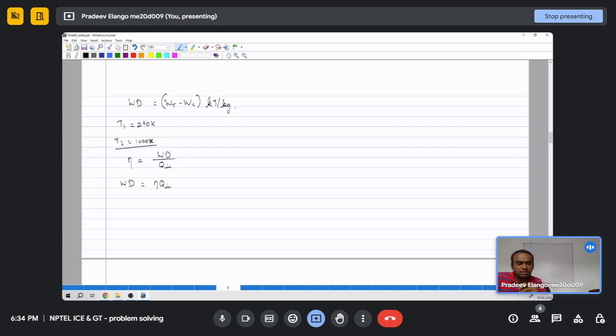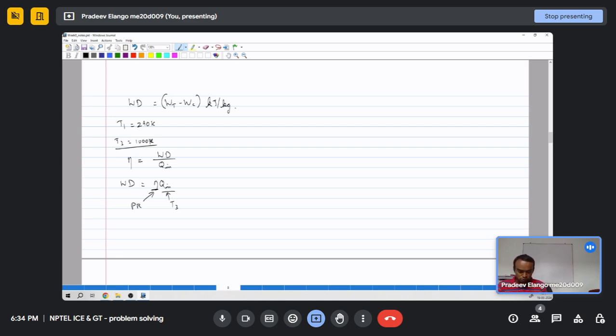Now T3 is the temperature at the end of combustion, the end of constant pressure heat addition. So that will have an influence on the Q in. Pressure ratio will affect the efficiency, and T3 will affect the energy that can be supplied. So both of these combined will have an effect on the work done, or the specific work output.